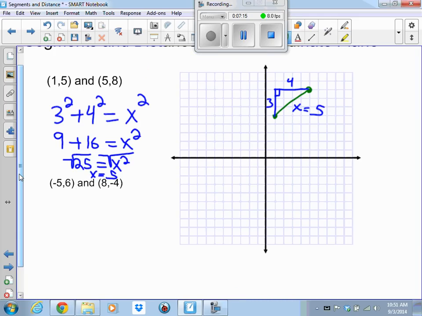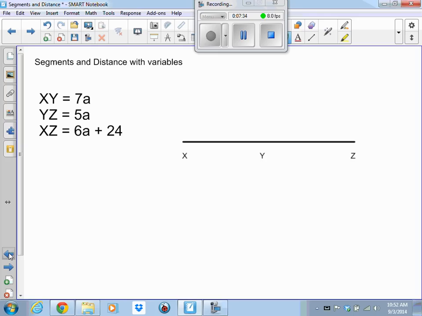All right, so the next one is one that I want you guys to try: find the distance between these 2 points. Use the Pythagorean theorem, or if you know the distance formula, that's okay as well. So you guys have 2 problems for homework. This guy here, find the distance between those 2 points, and this guy here.